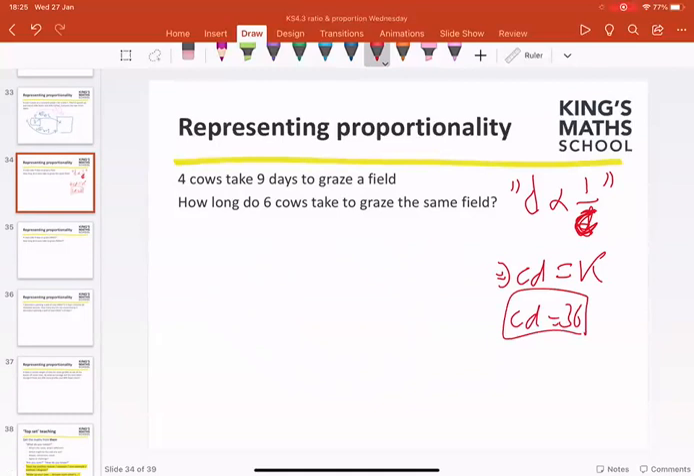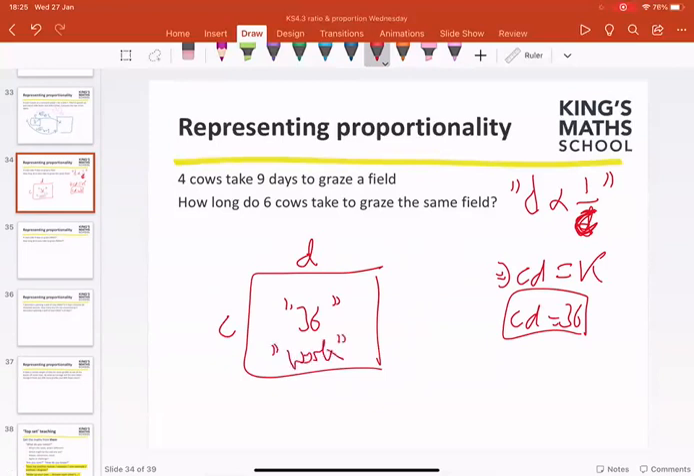What does that mean? That means you've got a rectangle, with dimensions cow and day, and area 36. Well, 36 what? 36 cow days is the amount of work. So this is the amount of work that has to be done. It's 36 cow days worth of work that needs doing. So if I have 4 cows working for 9 days, or chewing for 9 days, they will do that 36 cow days worth of work.